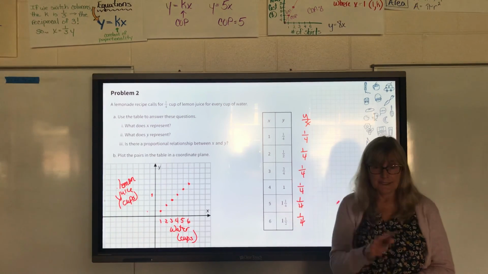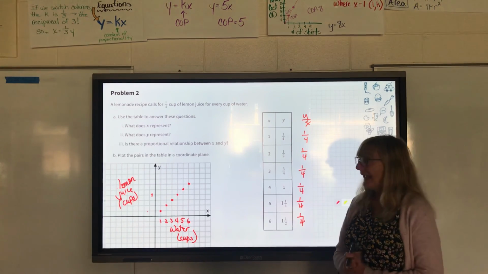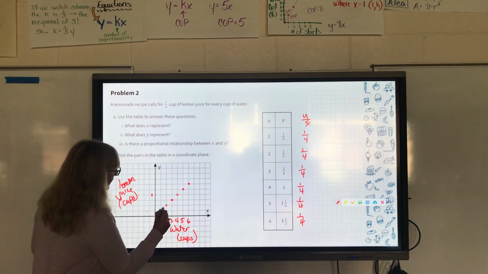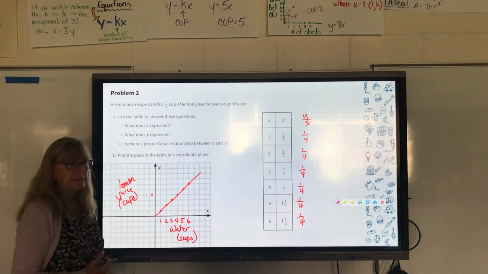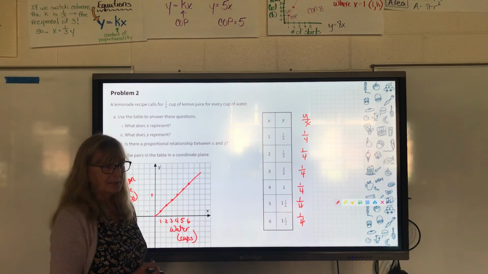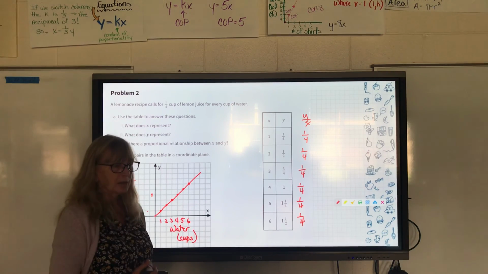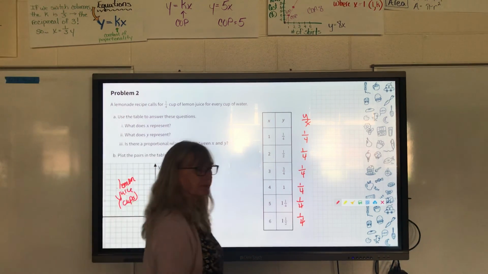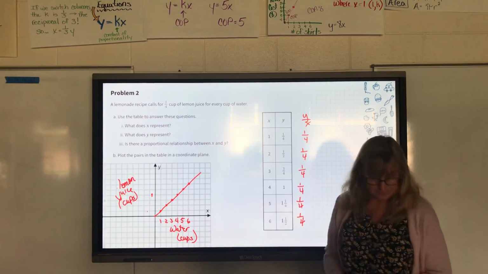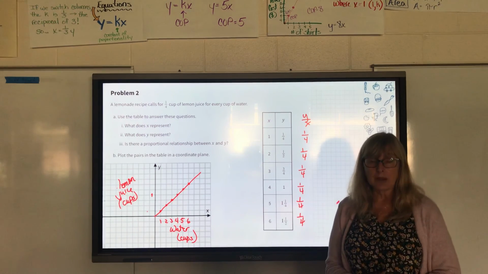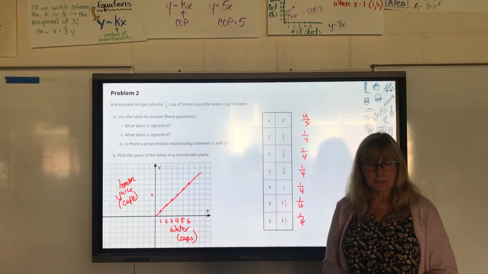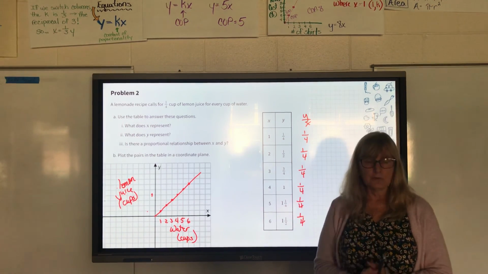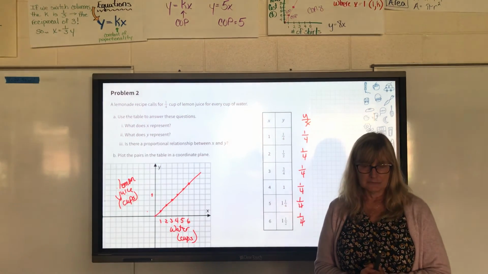It's linear. That means it's in a line. And what else? If I was to draw this, would it go through 0, 0? Yes. And does that make sense? If I have 0 cups of water, how much lemon juice am I going to put in it? 0. 0 cups of lemon juice. Okay, so back to that last question, what does a graph look like if it is proportional? It's linear, and it goes through the point of origin, which is 0, 0.